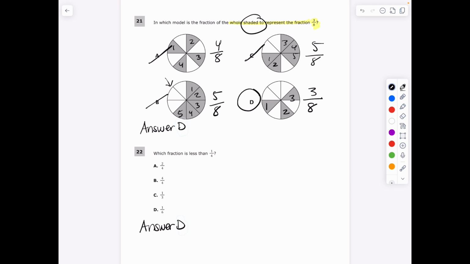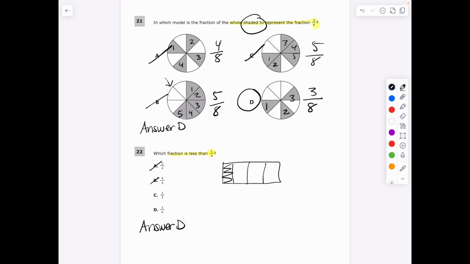All right, let's look at this next one. Which fraction is less than 1/4? I know that I could automatically get rid of A and B because 2/4 is bigger than 1/4, and 4/4 is definitely bigger than 1/4. If I'm thinking about pieces here, here's 1/4, so 2/4 is more than that. Here's 4/4, that's way bigger. So I can get rid of A and B.